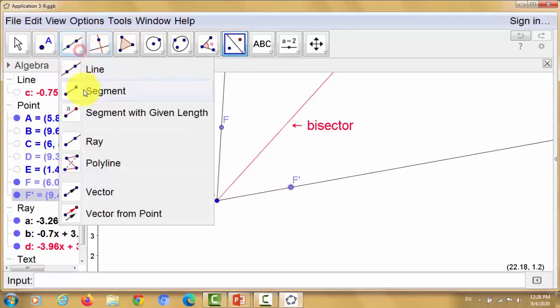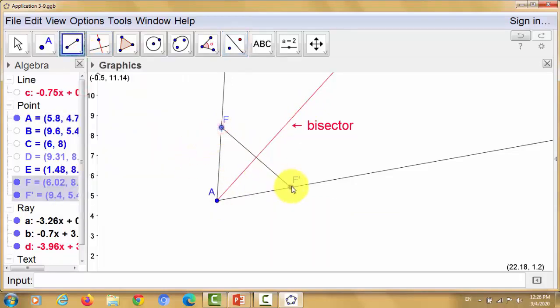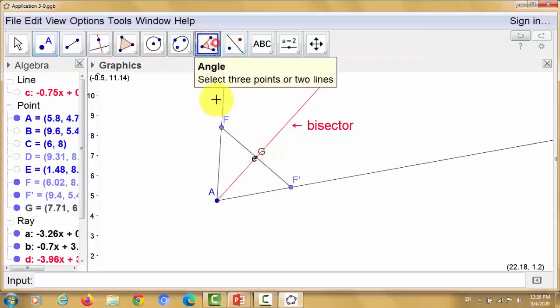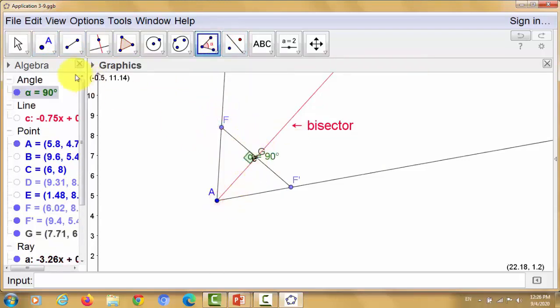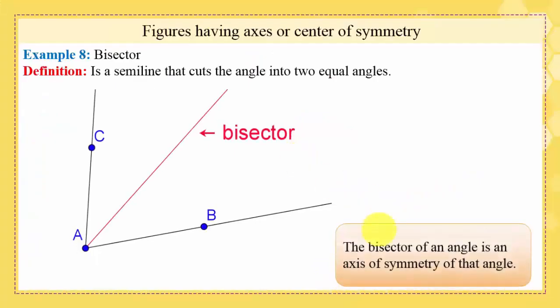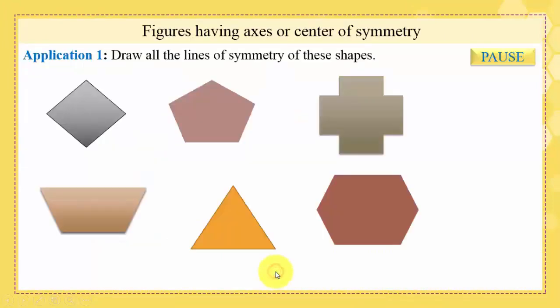I will measure here. I will mark EF and I will take a point here and I will measure for you the angle. Look here, the angle is equal to 90 degrees, then we can say the bisector of the angle is the axis of symmetry of this angle. So the bisector of an angle is an axis of symmetry of that angle.